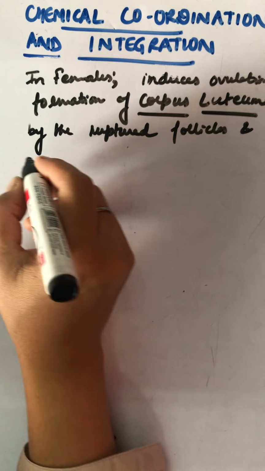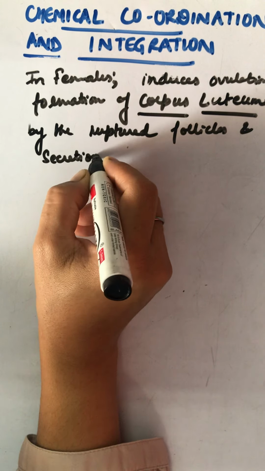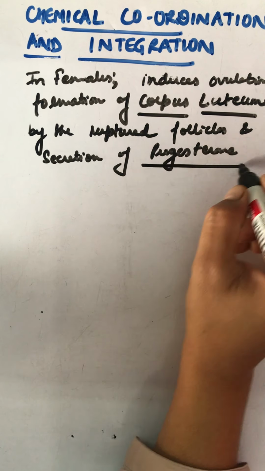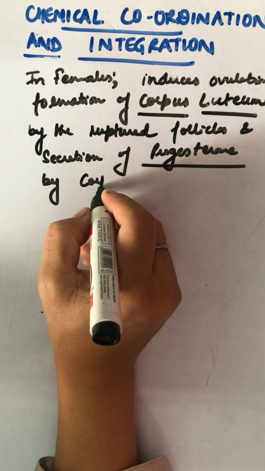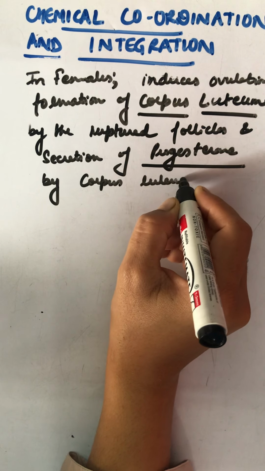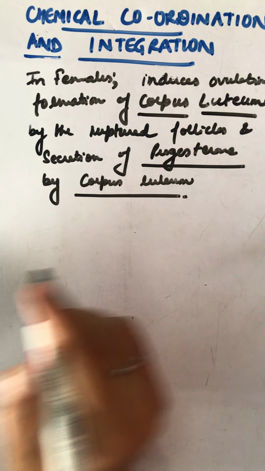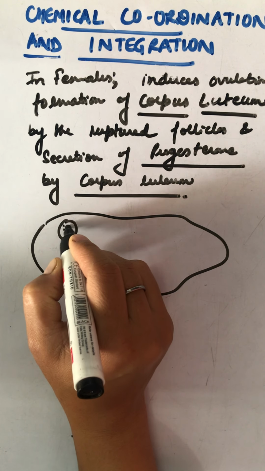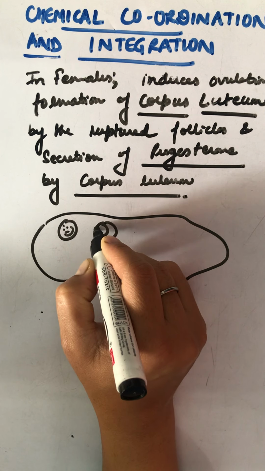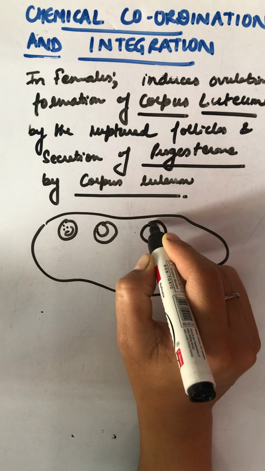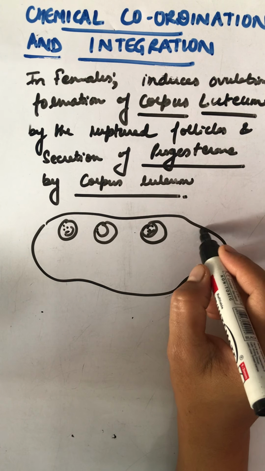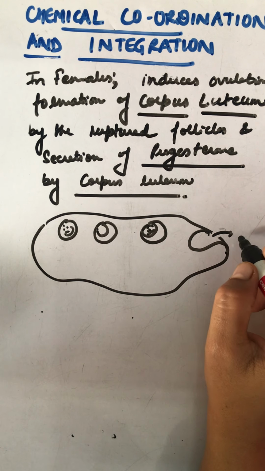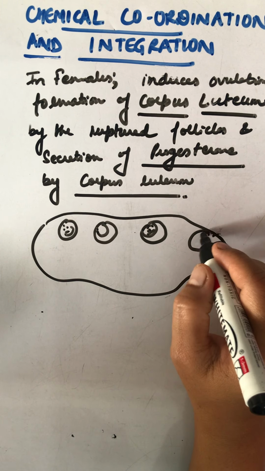and secretion of progesterone by corpus luteum. What is all this? See, what happens in the ovarian region whenever the follicles are formed. The formation of follicle is a process where the secondary, tertiary follicle after formation has to release. Okay, so from here the ova is released. We say in this process the ova is released from here.